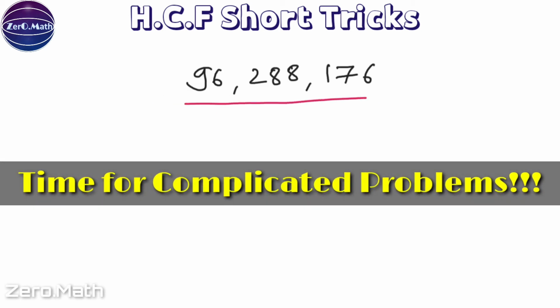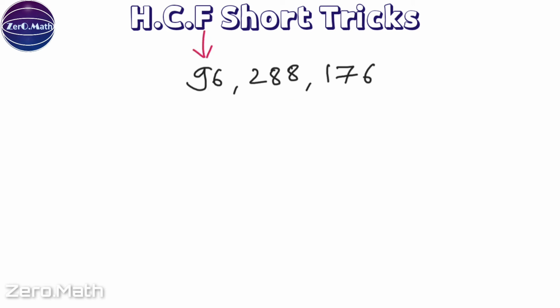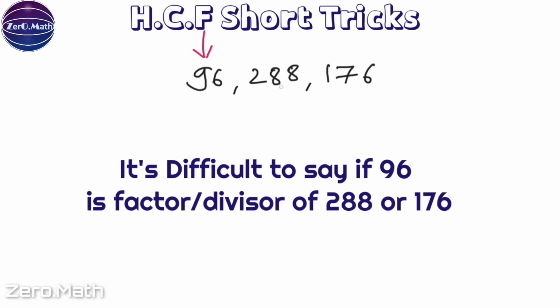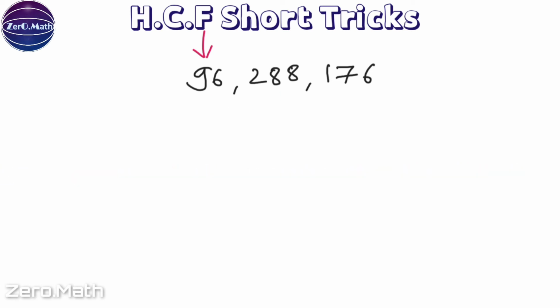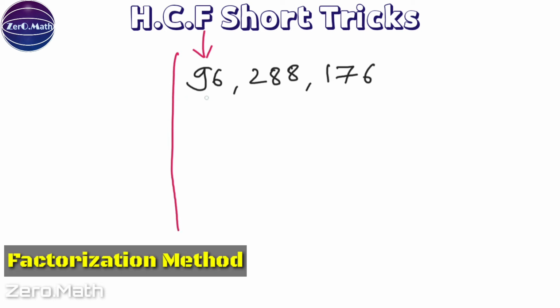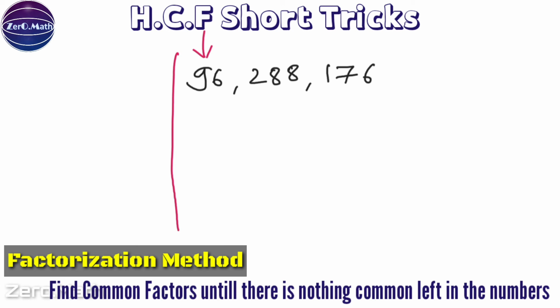Now, let's figure out the HCF of the given numbers on the screen. The lowest number here is 96. Is 96 a divisor of 288 or 176? Well, it's very difficult to say because we really cannot remember the table of 96. So in such cases, I would recommend to use the factorization method. In the factorization method, we will keep finding the common factor of these numbers until there is no common factor in the given numbers. So let's see how.